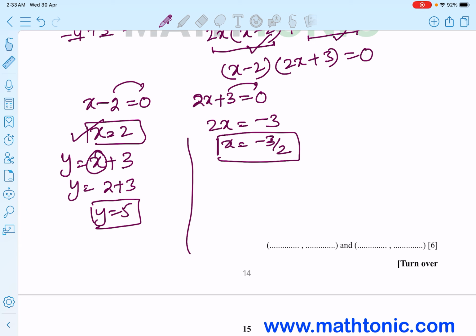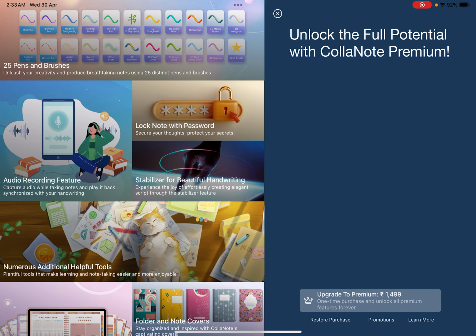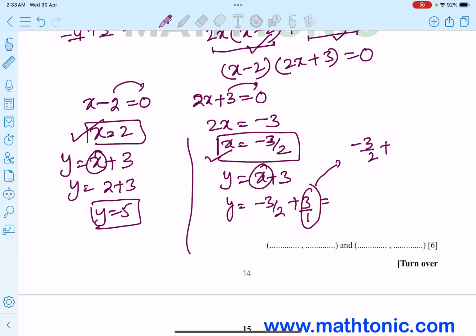For the other one, x is minus 3 over 2. Again y equals x plus 3, so instead of x I put minus 3 over 2 plus 3. How to do this? Here we have 3 over 1. The simplest way is to convert the denominator into 2, so it will be 6 over 2. Minus 3 plus 6, simply add the numerators because they have the same denominator, so we get 3 over 2. Can you see this?